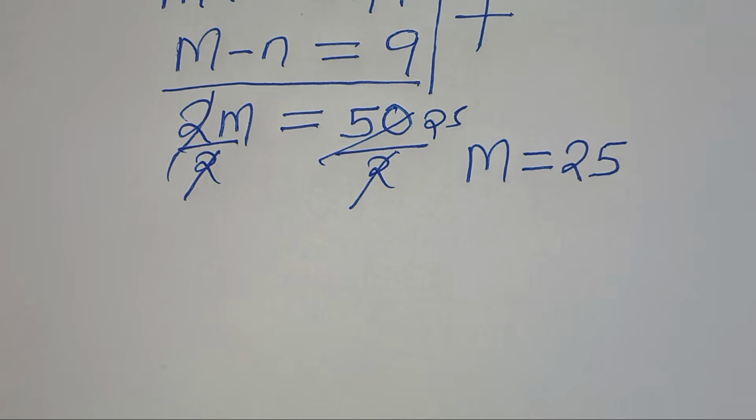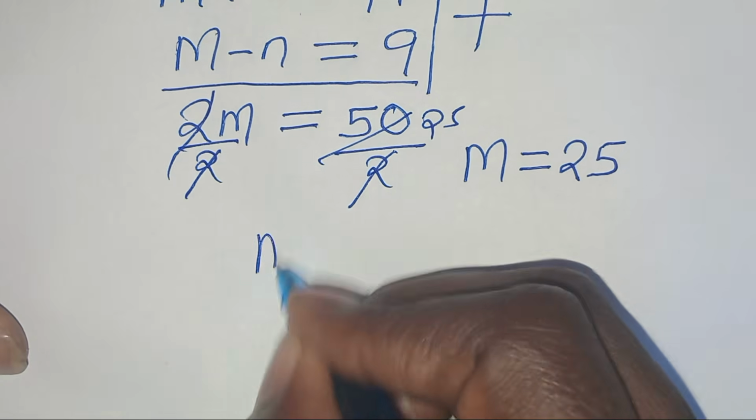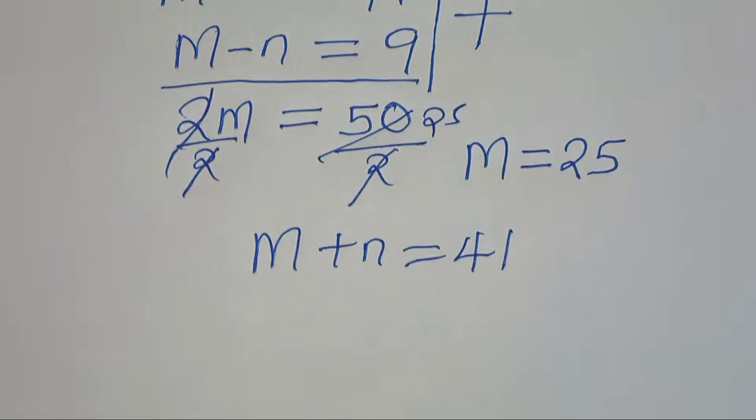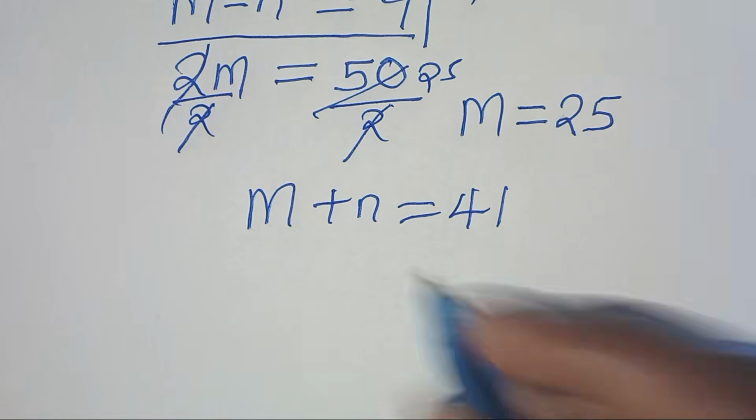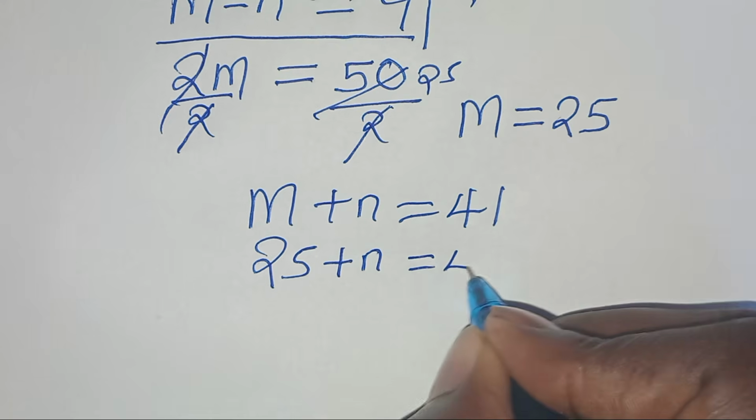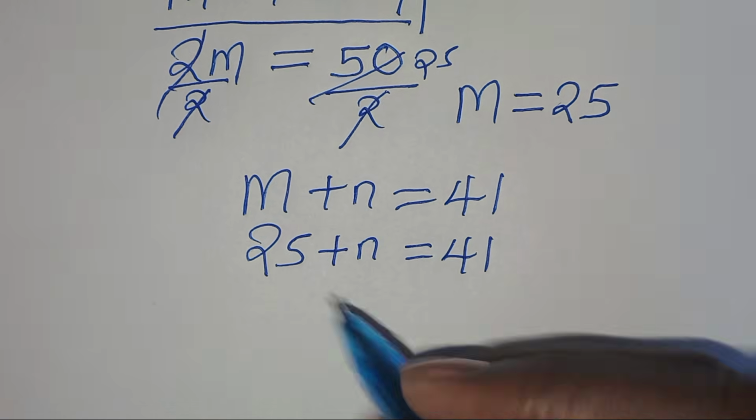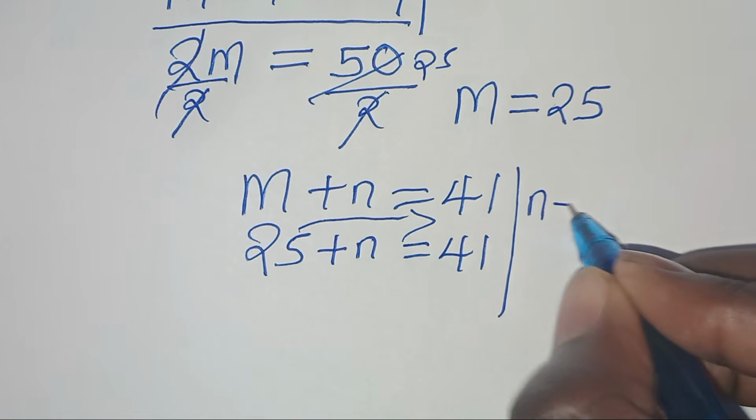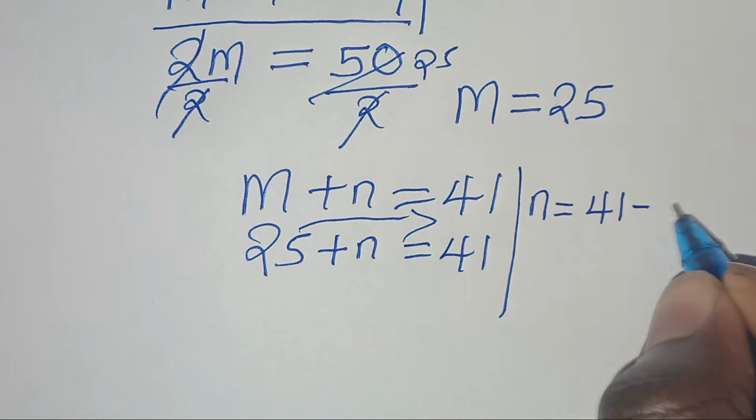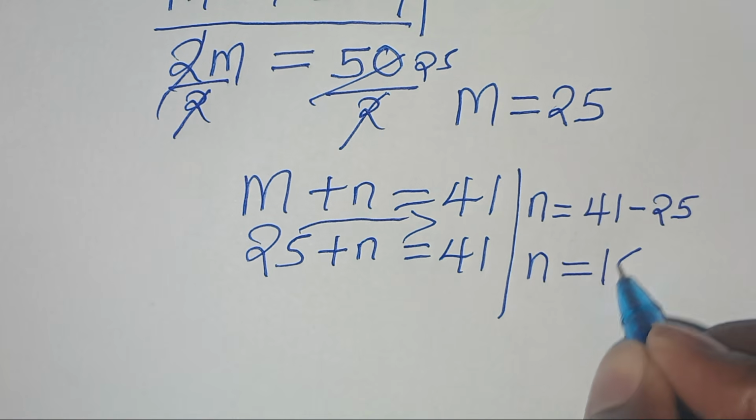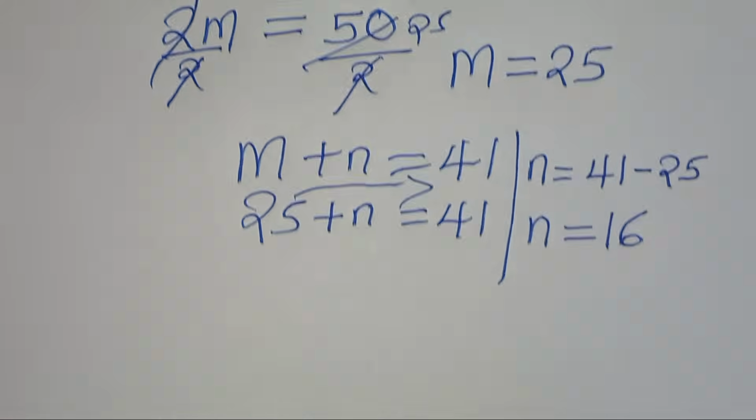Now let's solve for the corresponding value of n. Remember, m plus n is equal to 41. So we have m is 25, so we have 25 plus n equal to 41. Let's take 25 to the right hand side. So this means that n is equal to 41 minus 25, and n is equal to 16.